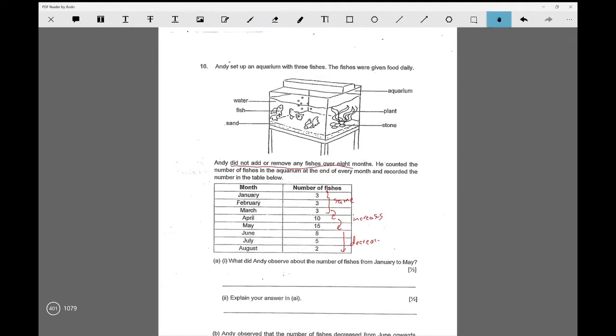They're asking you what is happening between January to May. They're not asking you from January to August. They're asking you until May only. That means until here. So as I already mentioned, the number of fishes increases. They are asking what he observed, what he sees. They are not asking you why. So you just need to write down what is shown on the table. You don't need to explain why that happened. So you need to say that the number of fishes increases. The keyword here is increase. You must mention it.